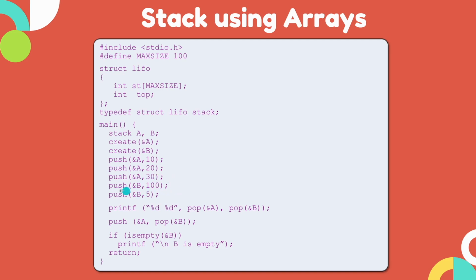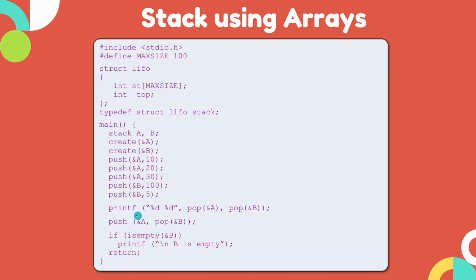The fourth operation is push on the stack named B with the value of 100, which means push operation would initially increment top by 1. So, top would become 0. So, B of 0 would have a value of 100. Again I do a push operation on stack B with the value of 5. So, what would happen is that top would be incremented by 1. So, B of 1 would have a value of 5.